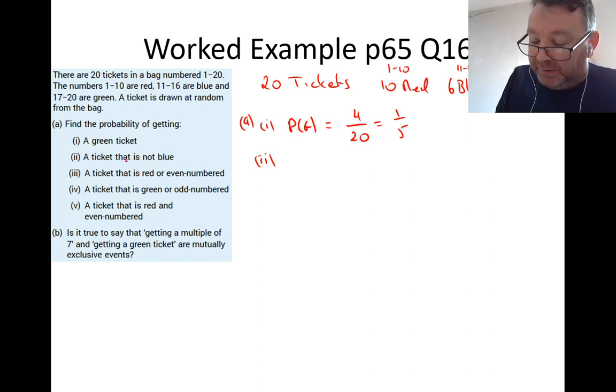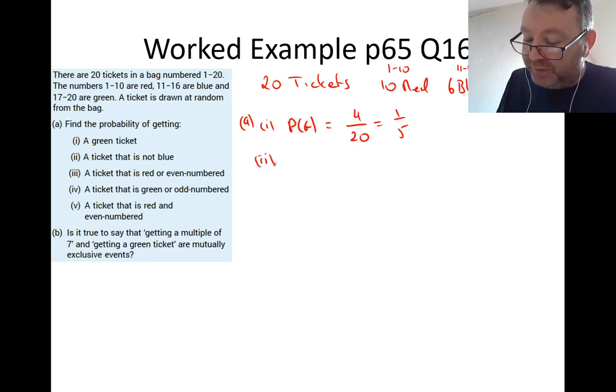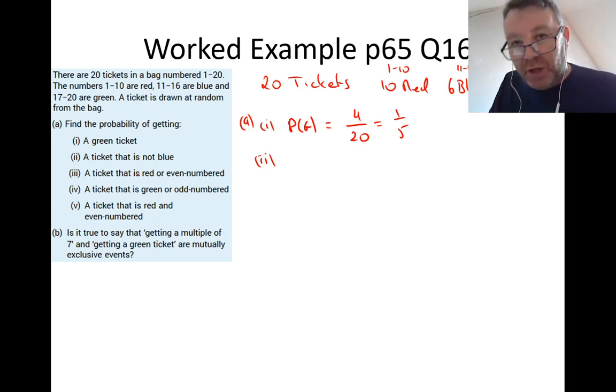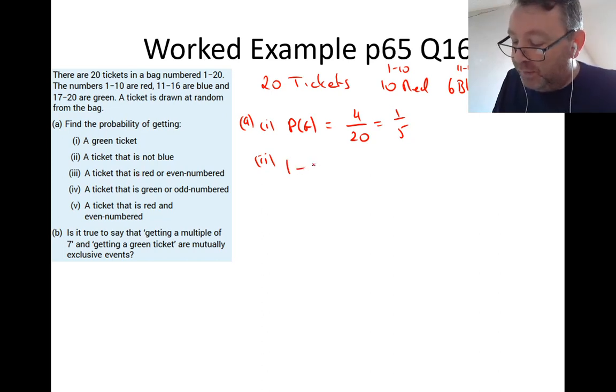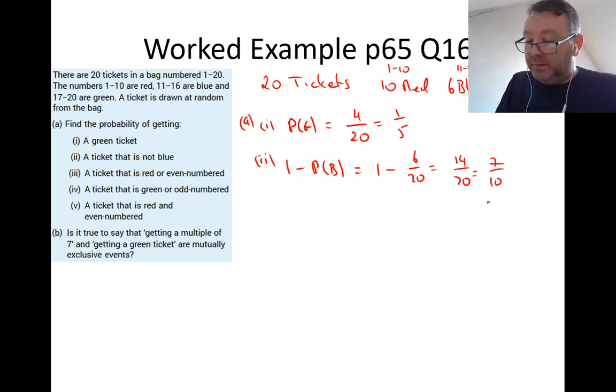Part 2. Find the probability of a ticket that is not blue. Now, we had this before. A non-event is 1 minus the event. So what I'm going to do here is I'm going to say the probability of not being blue is 1 minus the probability of being blue. Just easier to work out. Which is 1 minus, how many of the 20 tickets are blue? 6 of them. Which becomes 14 over 20, which is 7 over 10. Okay, part 3.